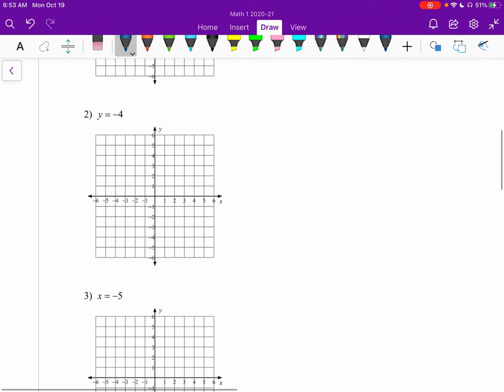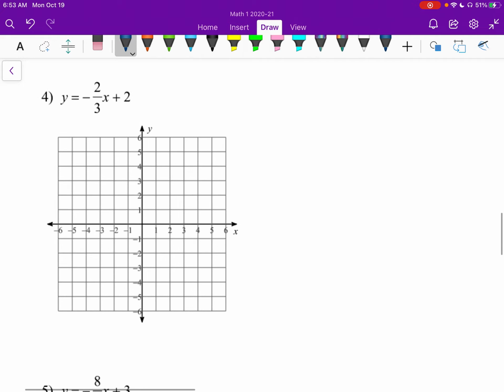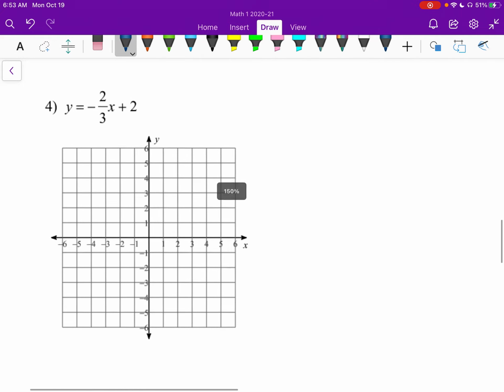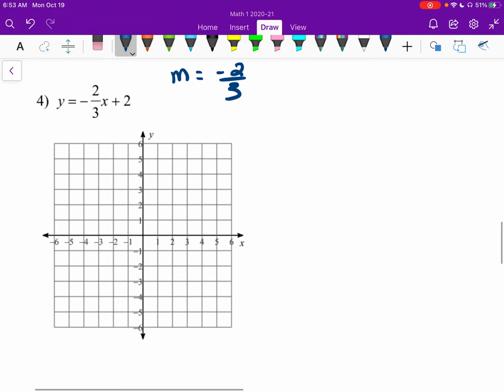Okay, I'm going to skip over number 2 and number 3 for just a second, and we're going to go on to number 4. I'll come back to those at the end of the video. Number 4, our m is -2/3, that's our slope, and b equals 2. So our y-intercept is 2, so I'm going to put a dot on 2. And then our slope is -2/3, or you could put the negative at the bottom and say it's 2 over -3. You could look at it either way. I don't really care which way you look at it.